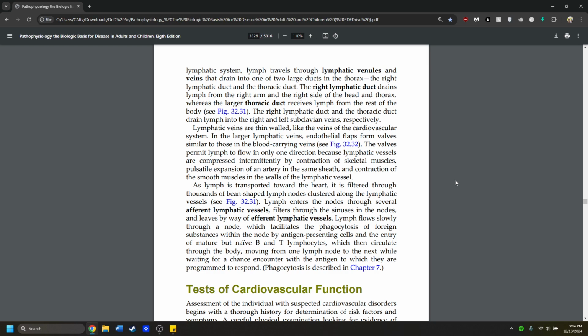The right lymphatic duct drains lymph from the right arm and the right side of the head and thorax, whereas the larger thoracic duct receives lymph from the rest of the body. The right lymphatic duct and the thoracic duct drain lymph into the right and left subclavian veins, respectively.